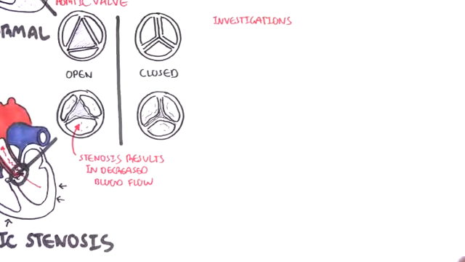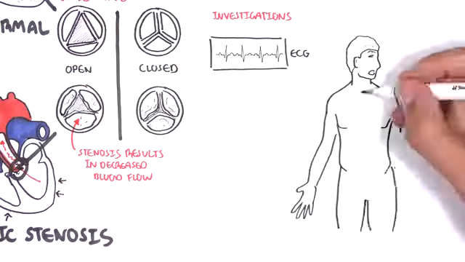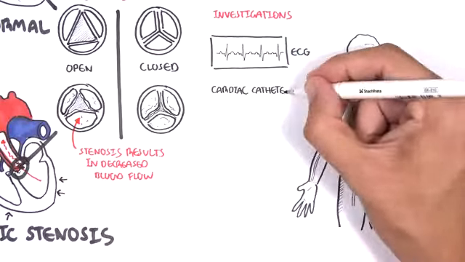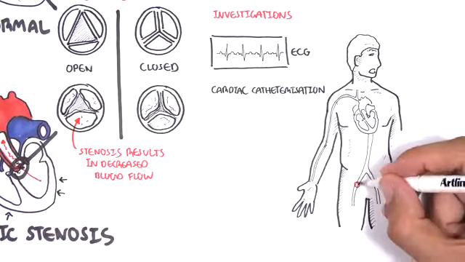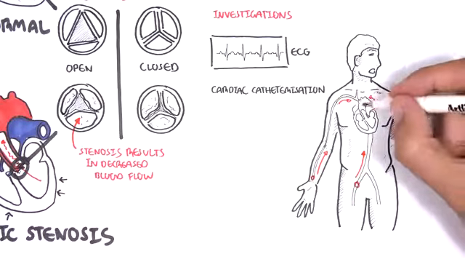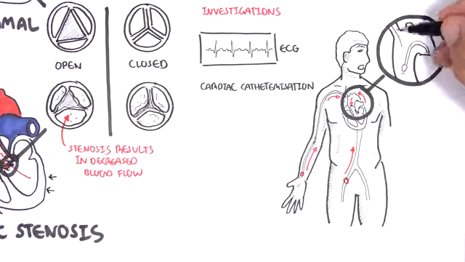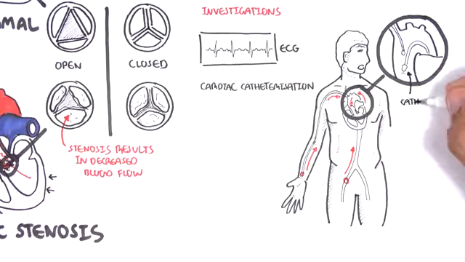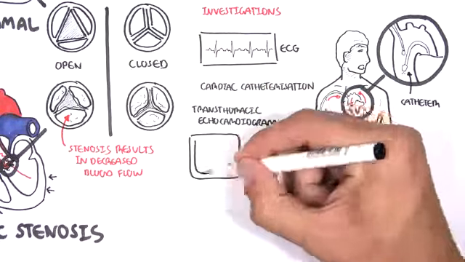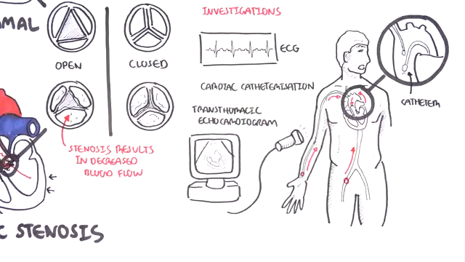Investigations include an ECG, which may show left ventricular hypertrophy. Cardiac catheterization can be performed through the femoral artery or radial artery, where the catheter is fed through till it reaches the aortic valve. Here is a catheter approaching the aortic valve. The catheter allows visualization of the aortic valve. Transthoracic echocardiogram can also be performed and is the gold standard for looking at valvular heart diseases.